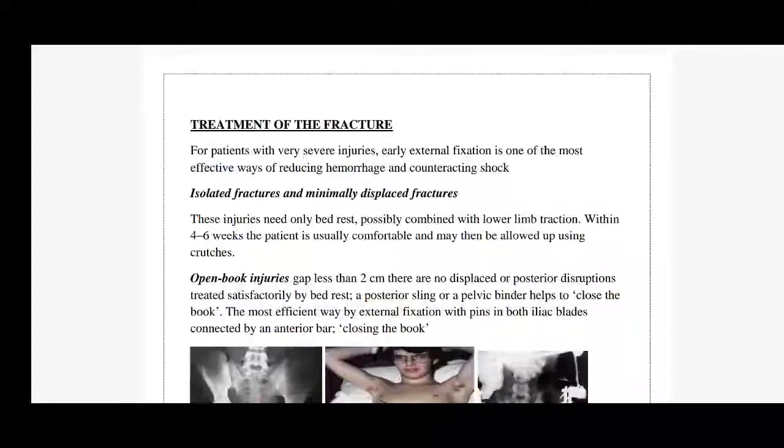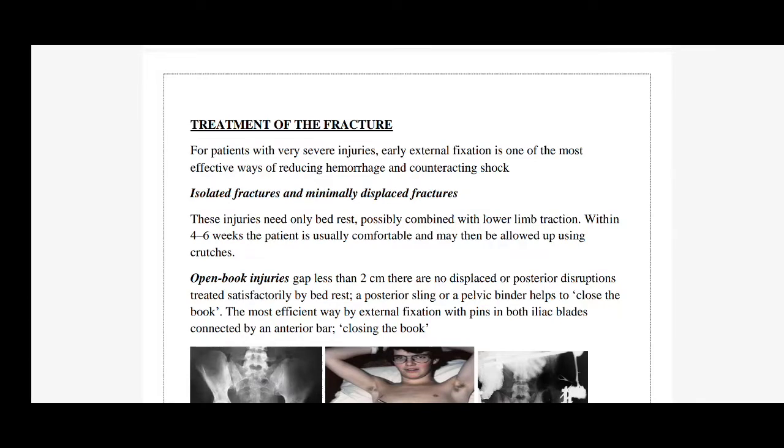Treatment of the fracture for a patient with very severe injuries: after good resuscitation and stabilization, go to theater. Early external fixation is one of the most effective ways of reducing hemorrhage and counteracting the shock, which is the main killer for the patient with pelvic fracture.